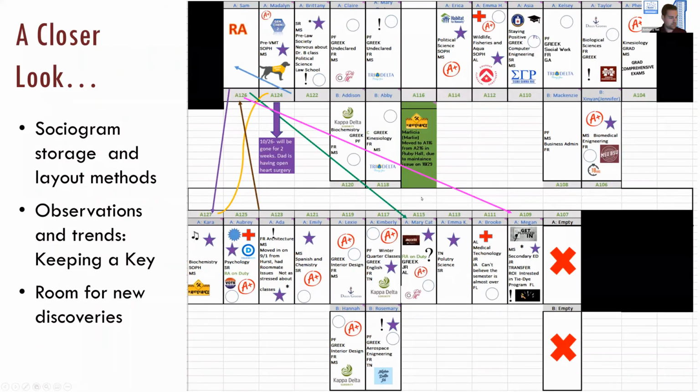Because sociograms are such a large tool that we use, this is a closer look at one sociogram. This is actually one of Isaac's RA sociograms. It holds a lot of information and it really allows resident advisors to store information in an organized way, in a visual way, that really suits them.